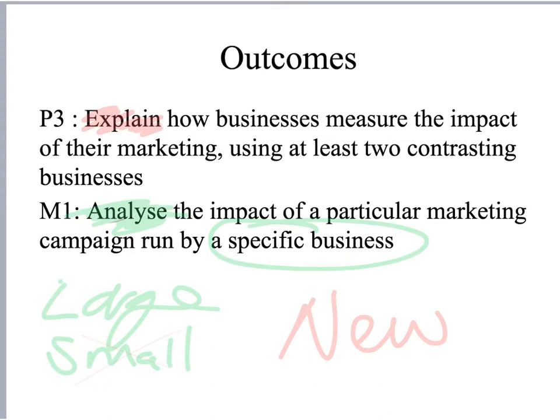I think back when we did P3, I said choose a business where you know you could get some data from them. So if you've done that, M1 should flow easily, or easier rather.